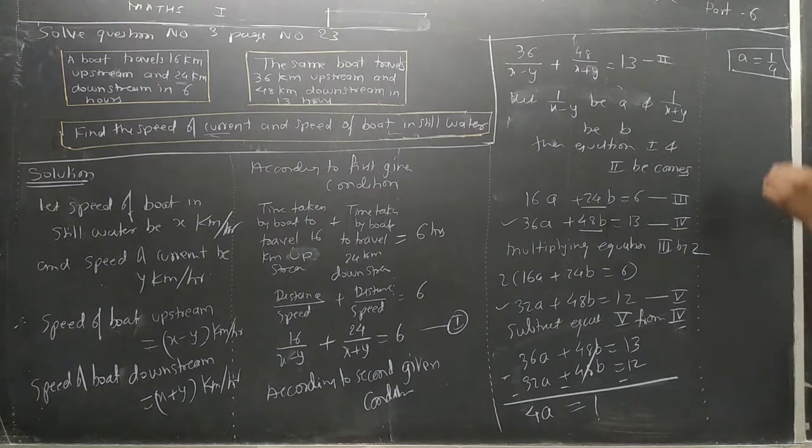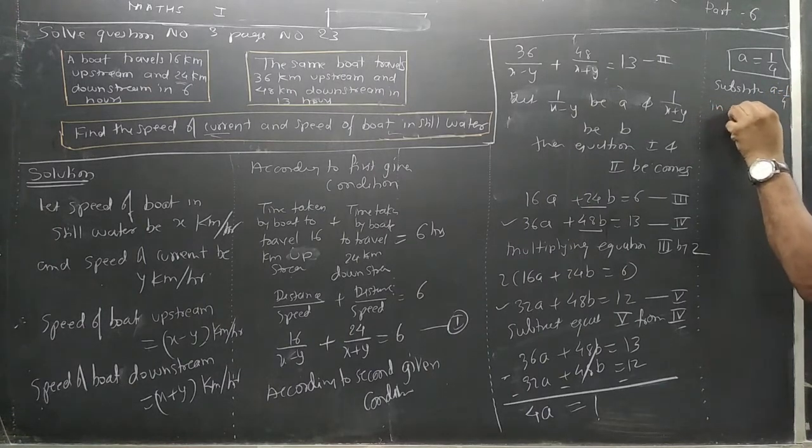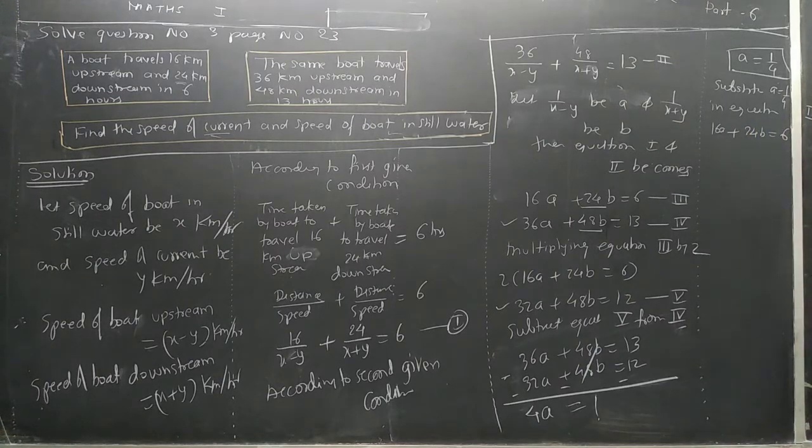This we are going to substitute, a is equal to 1 upon 4, in equation 3. What is equation 3? 16a plus 24b is equal to 6. So 16 into 1 upon 4 plus 24b is equal to 6. This gets cancelled. So 4 plus 24b is equal to 6. 24b is equal to 2 and b is equal to 1 upon 12.